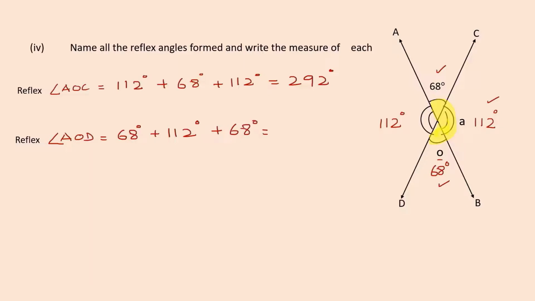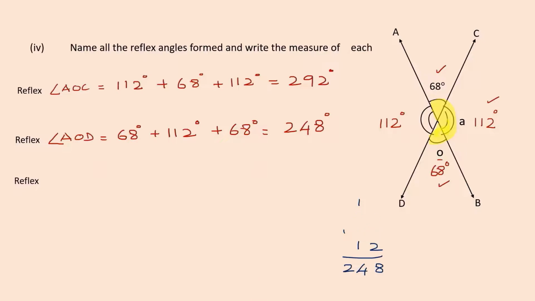Now what do we get when we add these? Let's add it up. 68, there's one more 68 and then we have 112. 8 plus 8 is 16, 17, 18, I carry 1. 6 plus 1 is 7, 7 plus 6 is 13, plus 1 is 14, I carry 1, 2. So I've got 248 degrees. Let's go on to the next reflex angle.